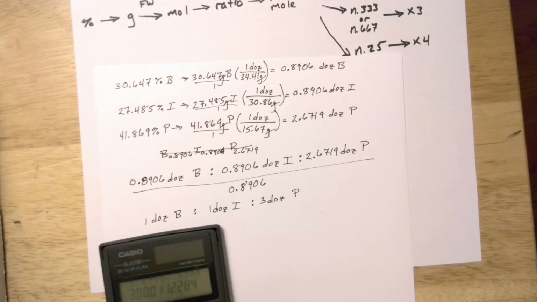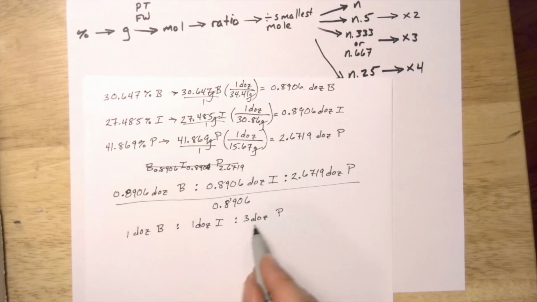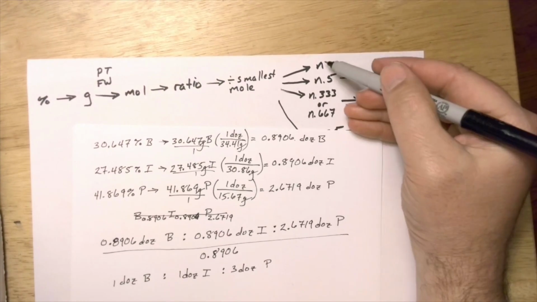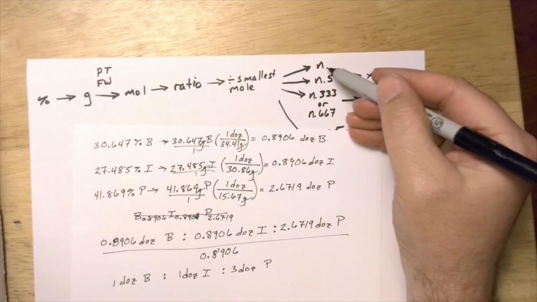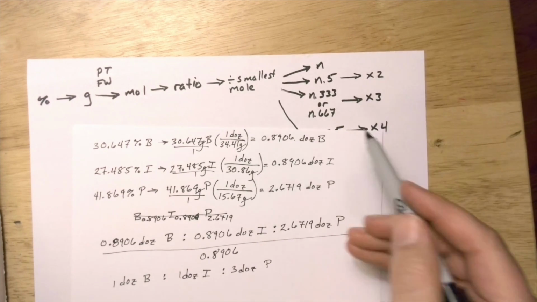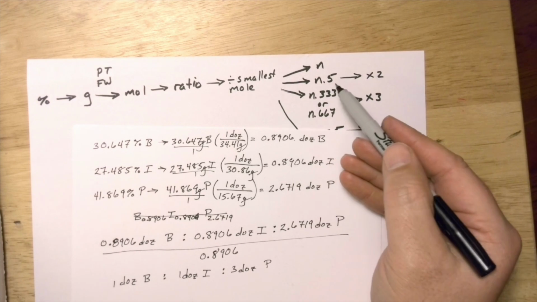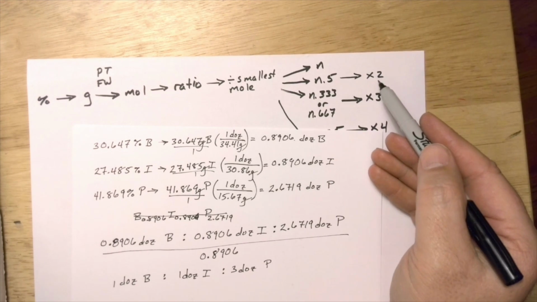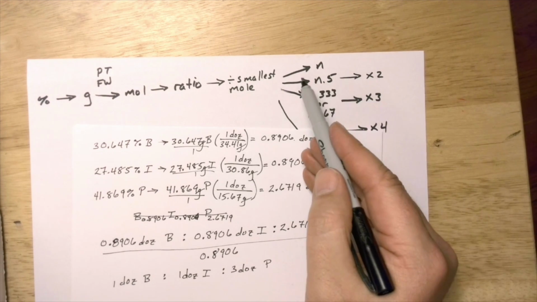So as you can see, all 3 of these are whole numbers. So the fact that all the numbers are basically whole numbers, we don't have to do anything after that. If just one of the numbers was, for example, a 0.5, then you multiply everything by 2. But in this case, all 3 of the numbers were whole numbers.